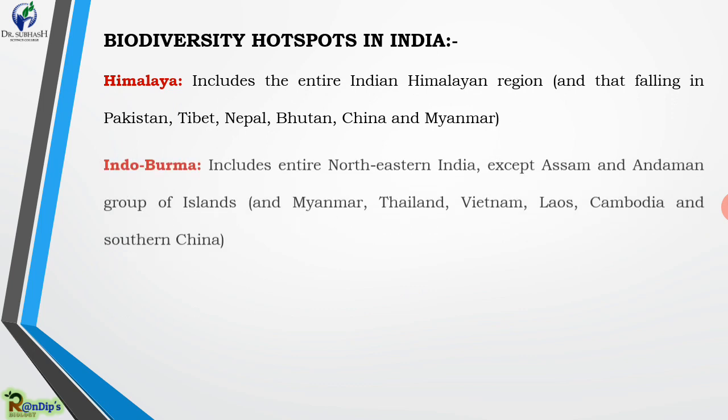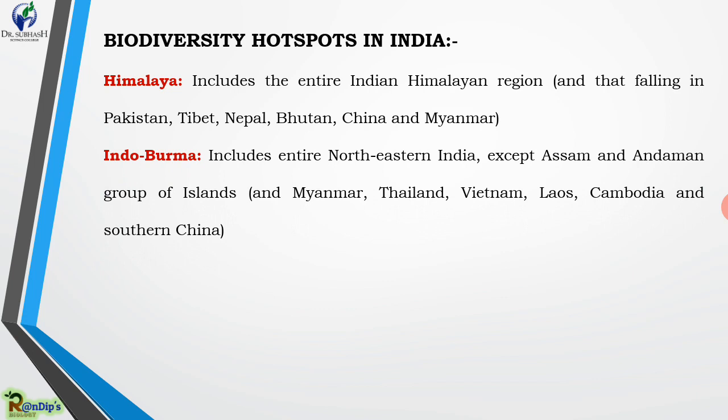Second one is the Indo Burma. This is situated in northeastern India. It includes the entire northeastern India except Assam, and the Andaman group of islands, and Myanmar, Thailand, Vietnam, Laos, Cambodia, and southern China. These cover all the countries of the Indo Burma hotspot of biodiversity.